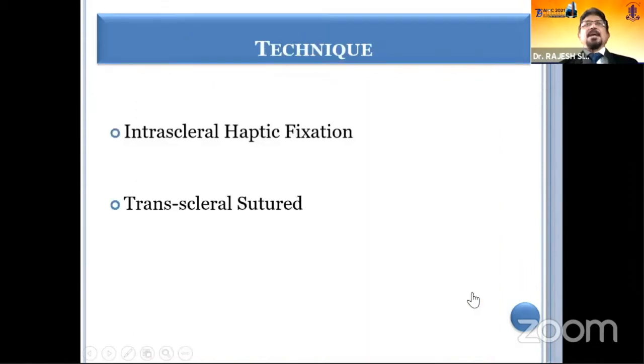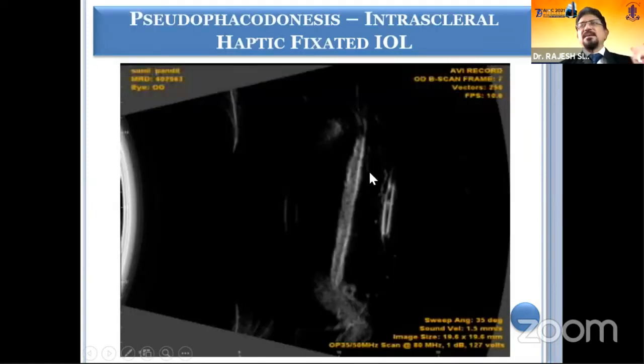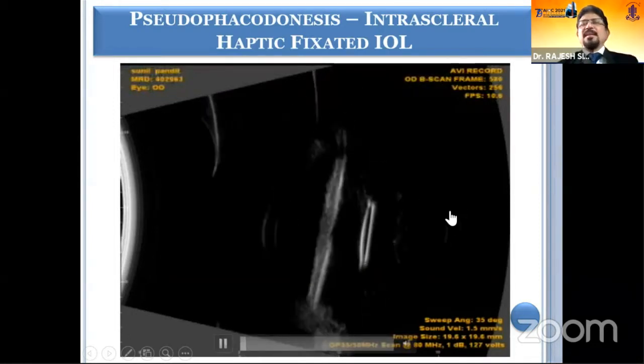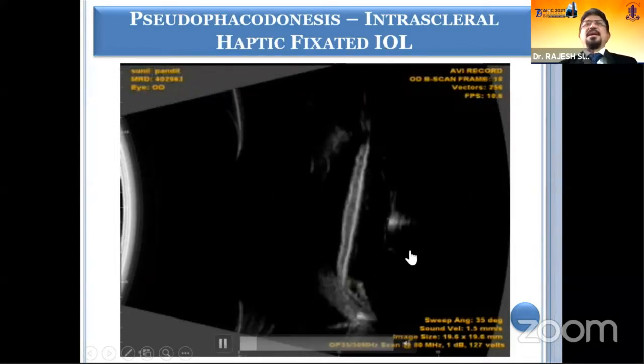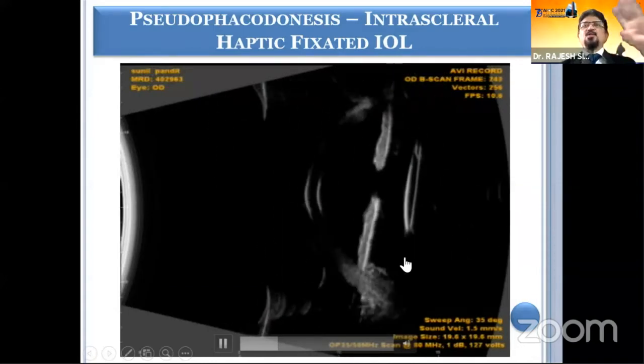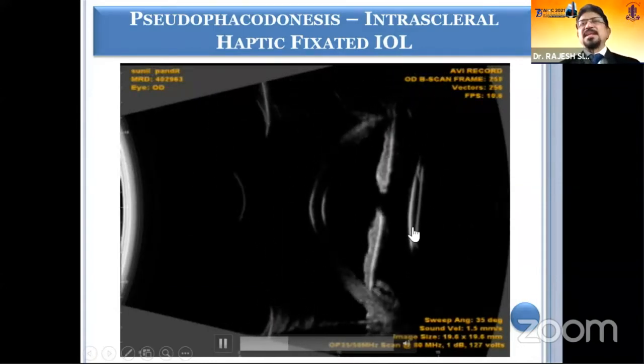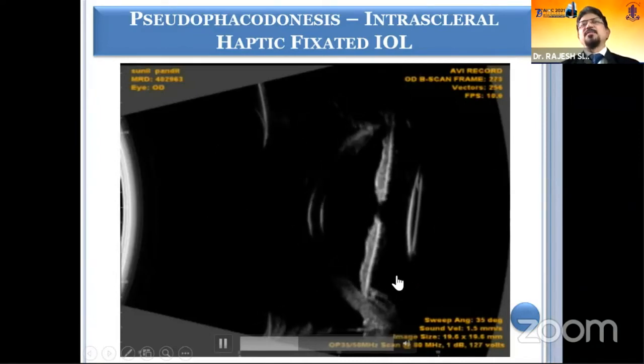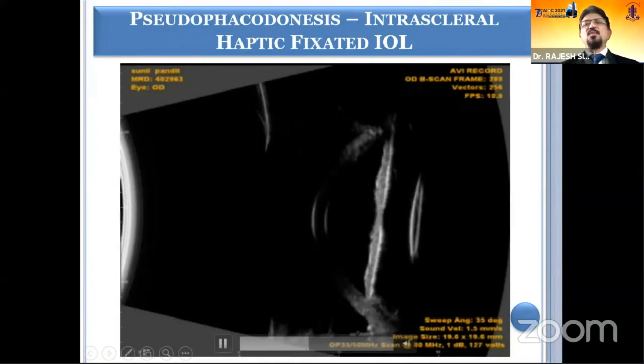And there are various techniques of doing fixation of IOL. There can be intrascleral haptic fixation, which I showed. There can be transscleral suture fixation, which was started way back by Malbrand long back. So we just wanted to compare the stability of IOL, and we did an intrascleral haptic fixation of IOL, and UBM was done, and we found out that the lens was quite stable. You can see with the movement of eyeball, the lens is not moving at all.